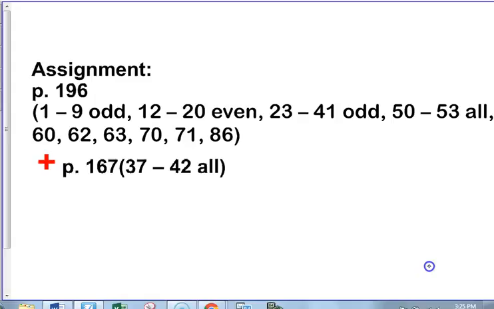This is what you need to work on tonight. And it's not the same as listed at the bottom of the worksheet. It's a little bit shorter, okay?